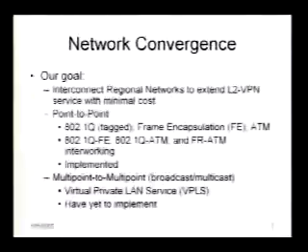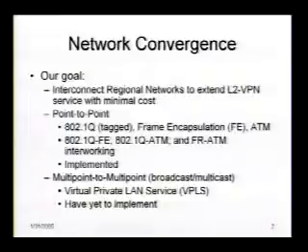We defined a goal to interconnect a number of our regional networks to extend our L2 VPN service across the U.S. and further, to do so rapidly at minimal cost. The resulting network was to continue to support 802.1q, frame relay, and AAL5 attachment circuits with interworking among all of them, and also to accommodate future deployment of broadcast or multipoint services such as VPLS.